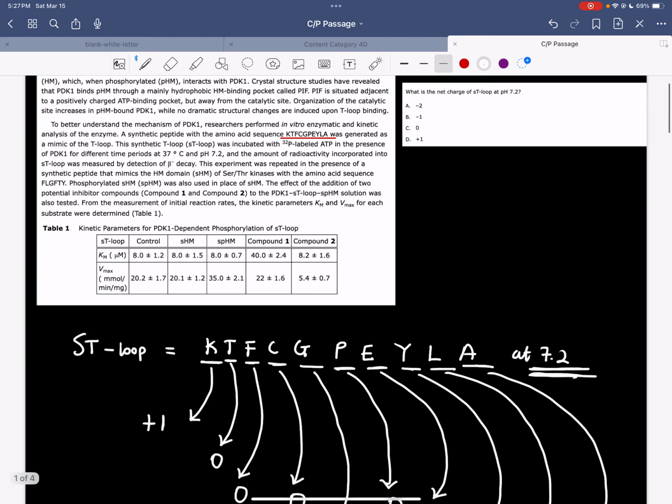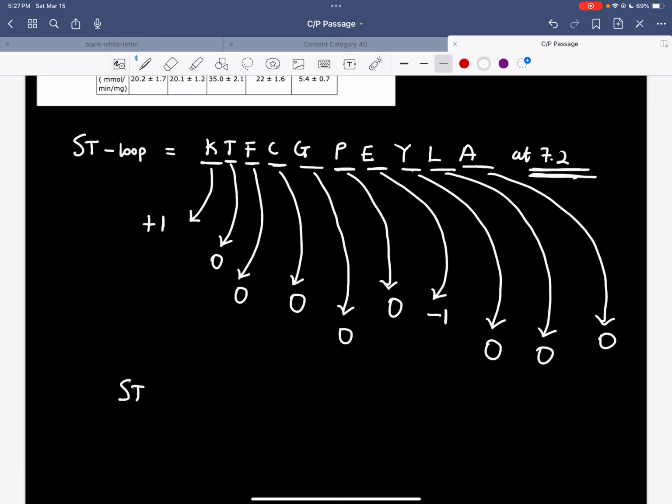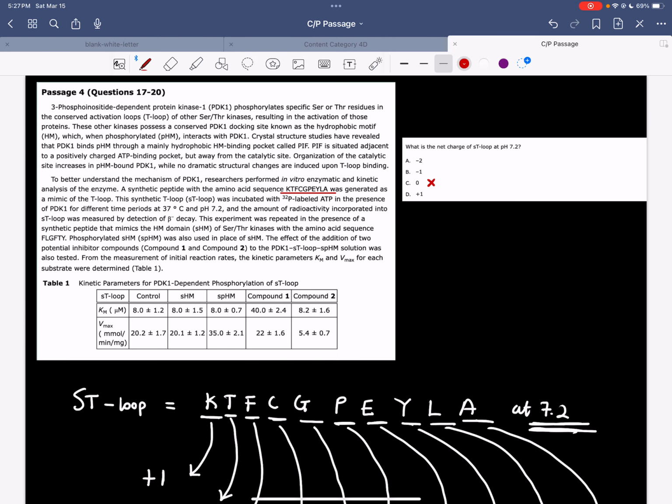So they're asking us for the net charge. The net charge is just going to be a summation of everything that we have here. So that will be +1 plus 0 plus 0 plus 0 plus 0 plus 0 plus -1 plus 0 plus 0 plus 0. So overall, the net charge of ST loop will be equal to 0. So that's why the answer to this question will be 0. So that is how you are able to solve a passage.